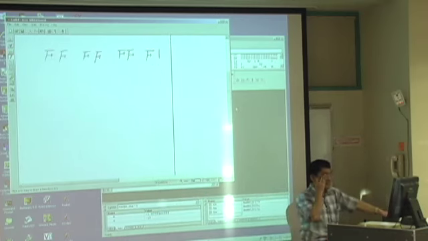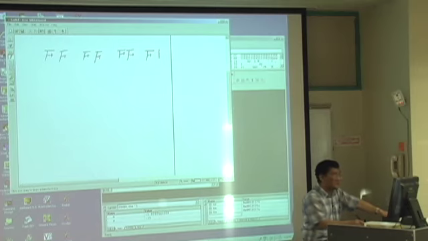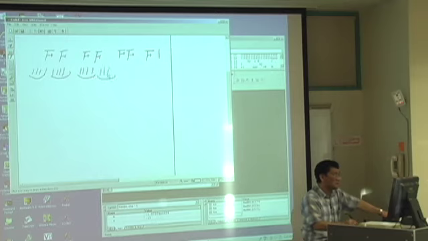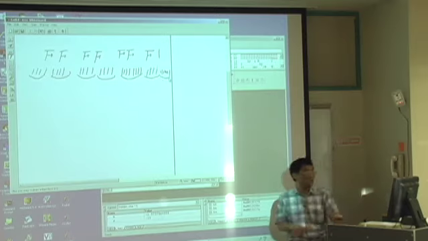Then what happens? Convert these things. Each F is converted to 1, 1, 1, 1, right? And the last digit is converted to 0, 0, 0, 1. So I completely converted it.